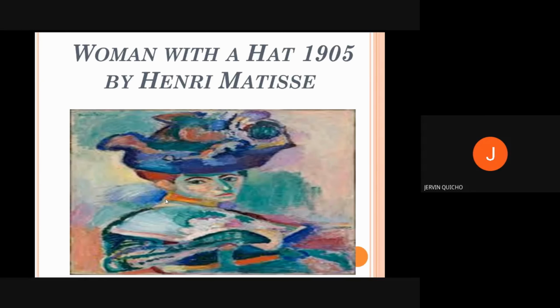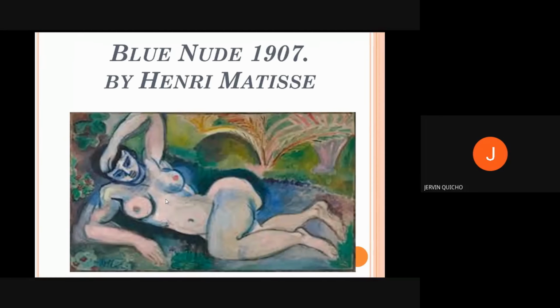So Woman with a Hat by Henri Matisse, actually it is his wife, Mrs. Matisse. They're trying to capture this wife that he has. Because maybe he found her so beautiful, he wanted her to become the single subject of these works of art. While the Blue Nude that we have, showing the picture, the breast and the anatomy of a woman, that looks like that.